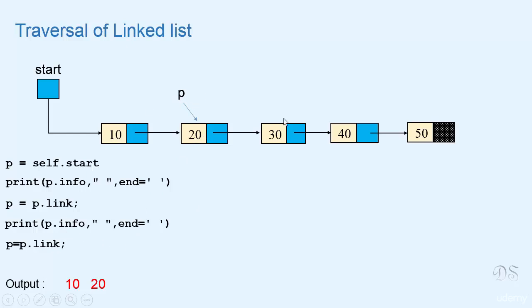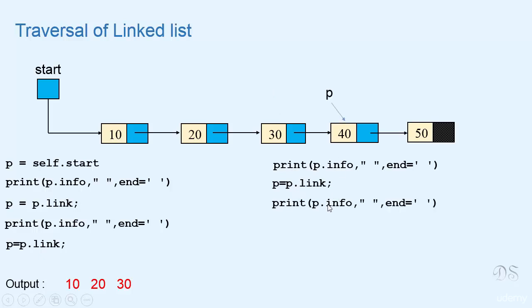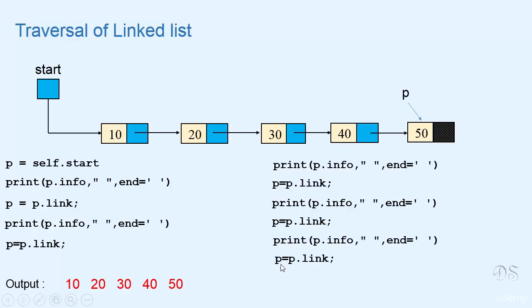Now again we write P = P.link, P refers to this node now, and now P.info is 30, so 30 will be printed. Again we write P = P.link, P refers to this node. Now this time 40 will be printed. Again we write P = P.link, P refers to this node. Now when we print P.info, 50 will be printed. Again we write P = P.link. Now this time P will become None. So we have reached the end of the list and we can stop.